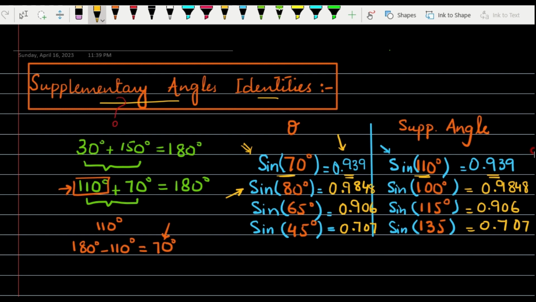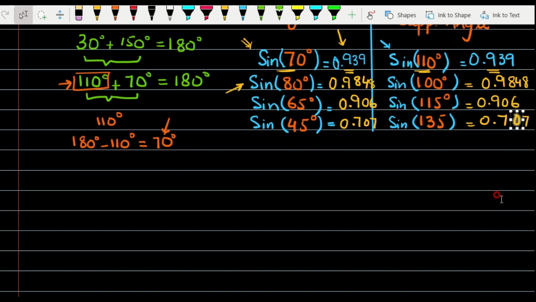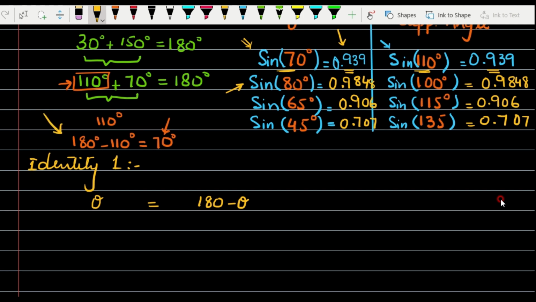Remember this thing. So what if I have an identity here? Let me write the identity, first identity. So it means whatever the angle was given, we were subtracting that angle from 180. Is it so? Were we doing the same in this example?